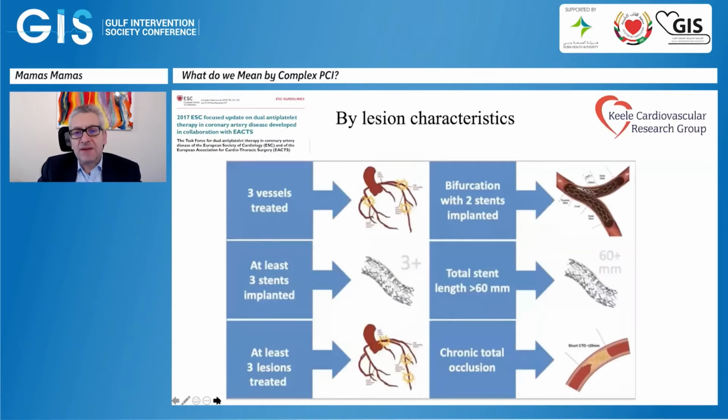The European Society of Cardiology has also defined complex PCI by the lesion characteristics themselves. So if 3 or more vessels have been treated, or 3 or more stents have been implanted, or bifurcation with 2 stents, total stent length greater than 60 millimeters, CTO or left main, it's considered a complex PCI.